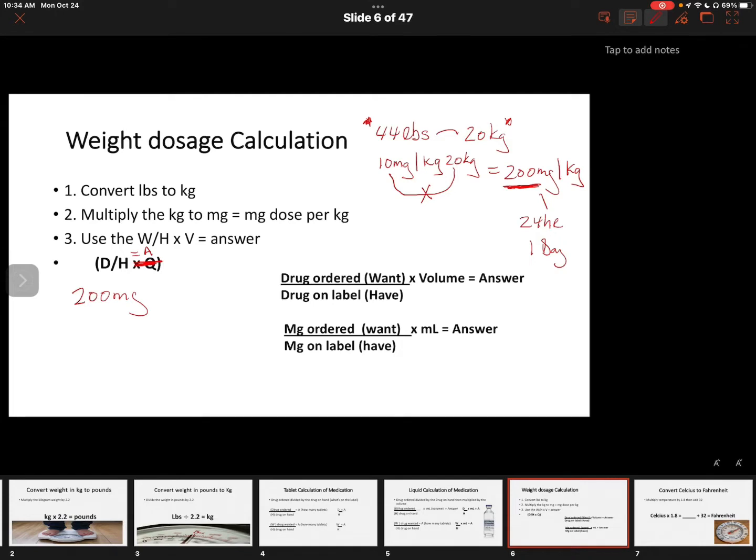So this right here would be your D. Whatever you have on hand equals your A. If you were doing tablets, or if you were doing liquid, your 200 milligrams is what's ordered, what you have on hand, times the milliliters gives you the answer, which is exactly the formula here and the formula here. This is if there's only tablets.